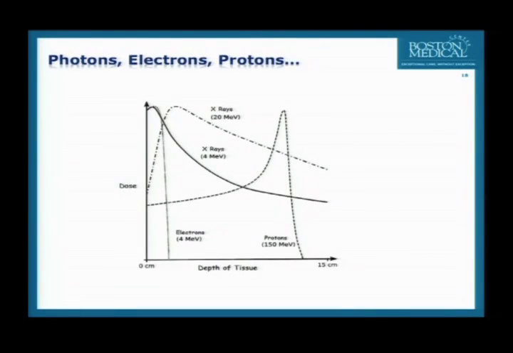So, like I said before, if I write a prescription, it's for electrons or photons, and if you go to Mass General, they also have protons. And I'll talk a little bit about why we use these different particles. Electrons are this graph here. So this is depth in tissue and dose. Electrons treat very superficially. If you apply electrons to tissue, the surface dose is extremely high, and then they don't penetrate very far. There's a drop off very quickly in the potency of electrons.